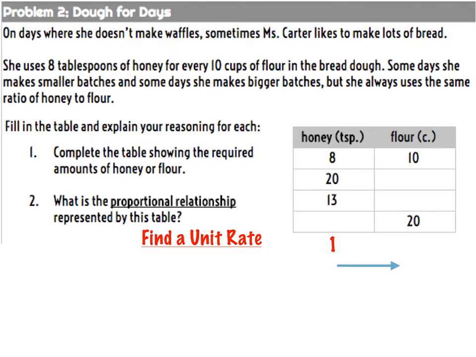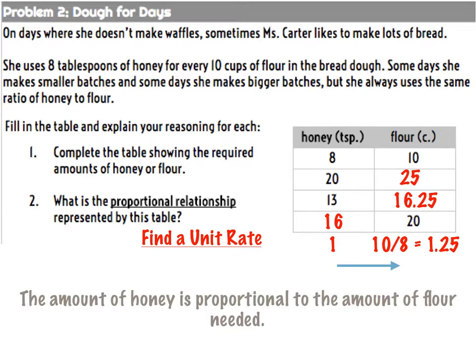If we want to find the unit rate here, 8 divided by 8 would get me to 1 teaspoon of honey. On the flour side then, I need to scale down by the same thing. We divided by 8, so 10 divided by 8 would be 1.25. 1.25 is my unit rate. Well, 1 to 1.25, I would be multiplying by 1.25. So if I do 20 times 1.25, that would be 25. 13 times 1.25 is 16.25. And something times 1.25 is 20, which people said inversely you could do 20 divided by 1.25 is 16. In this relationship, we would say that the amount of honey is proportional to the amount of flour needed.